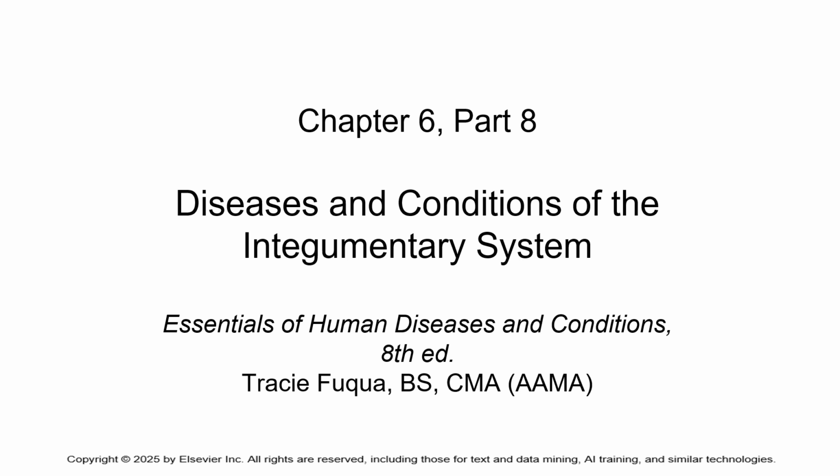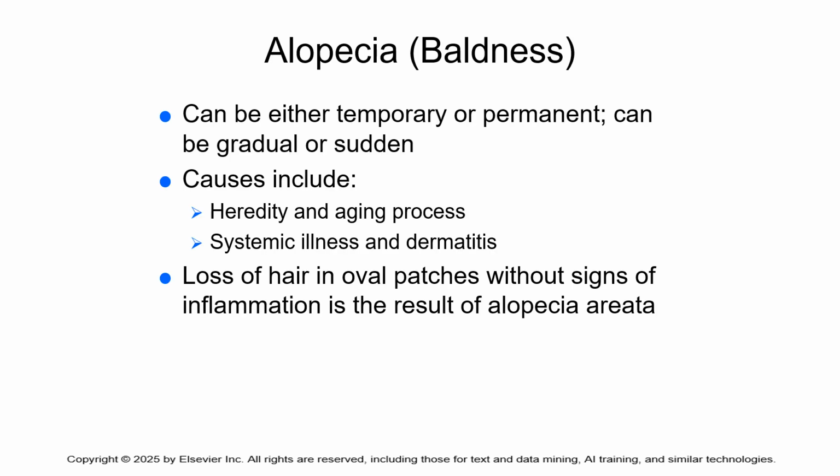This chapter covers integumentary or skin diseases and disorders. Alopecia is baldness. Usually it is caused by things like chemotherapy or radiation, things that are used to treat cancer or something like that. It can be either temporary or permanent, depending upon what caused it.